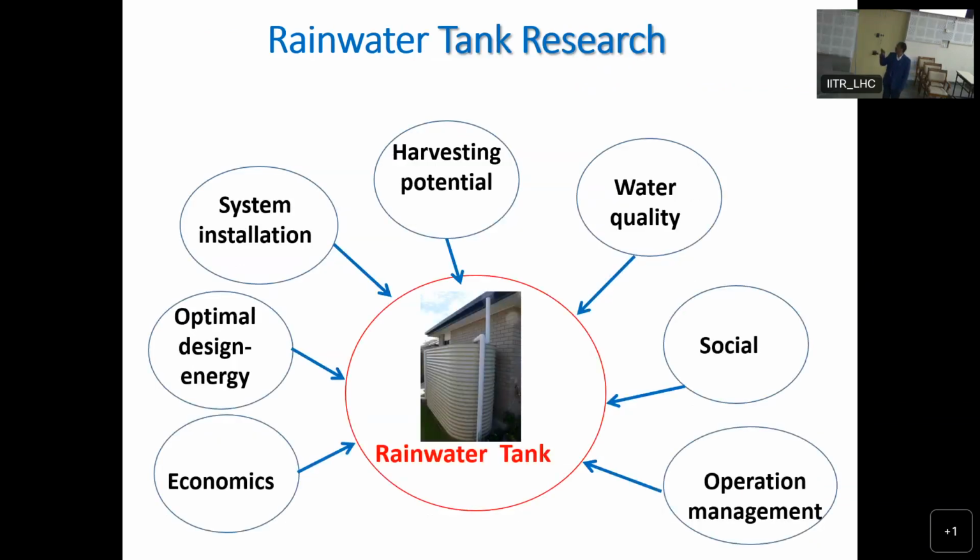The research topic of this rainwater tank here. The main one is the harvesting potential: how much quantity of water you are going to store, the water harvested through the rainwater.